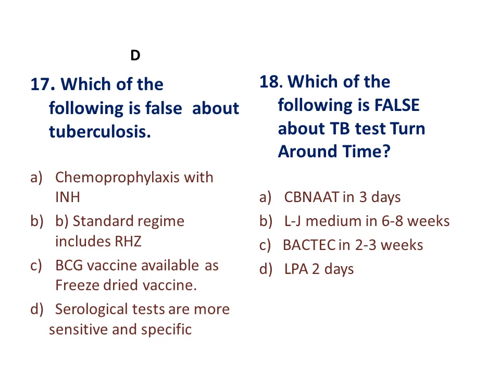Which of the following is false about tuberculosis diagnostic test turnaround time? A is CBNAAT in 3 days, the cartridge-based nucleic acid amplification test. LJ medium report comes in 6 to 8 weeks, BACTEC reports in 2 to 3 weeks, and line probe assay results in 2 days. Among all these, the fastest report is given by CBNAAT, within 2 hours, so CBNAAT in 3 days is the wrong answer. All the others are right.